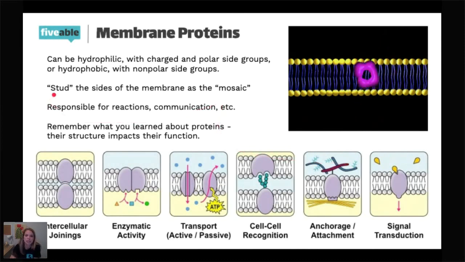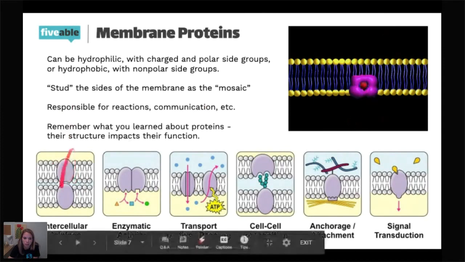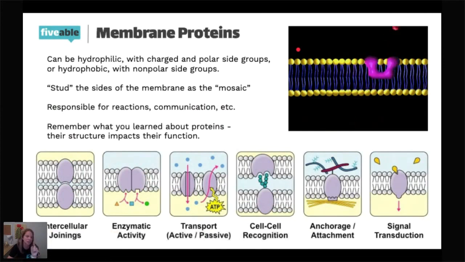But these things, we say they stud the sides of the membrane as a mosaic. And so just kind of popped into the membrane right here. And so they just take up a little bit of space and they do lots and lots of different things. But this is why you need your proteins and you need them to be very, very specific. So again, calling back to the last unit, because in biology, everything builds. It's all about the structure of that protein and what job it can do. It's all about the amino acids that make it polar or make it non-polar, because they can do so many different jobs and every single job needs a different structure.